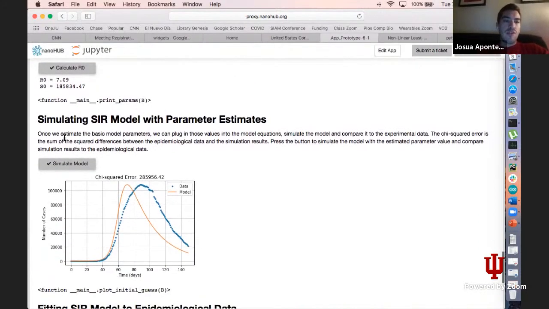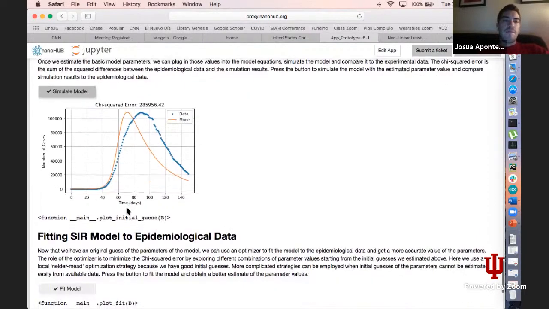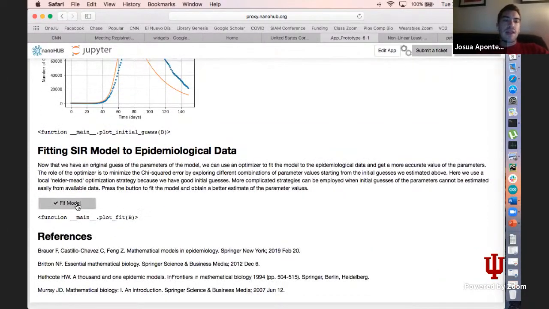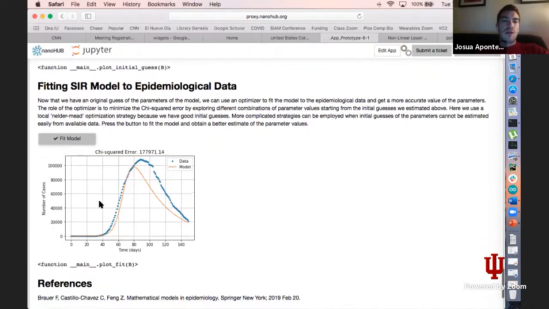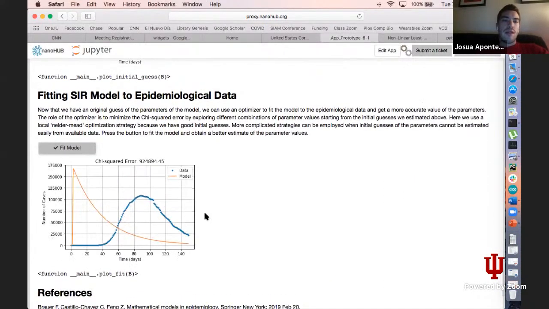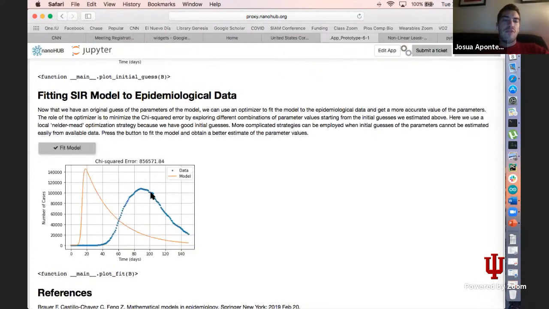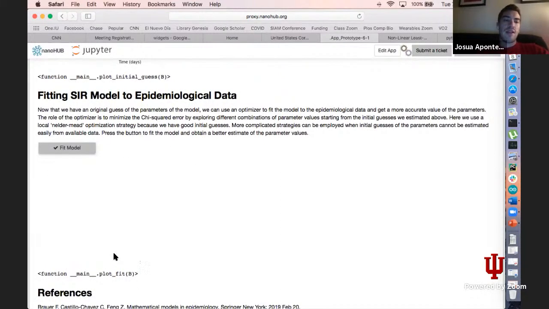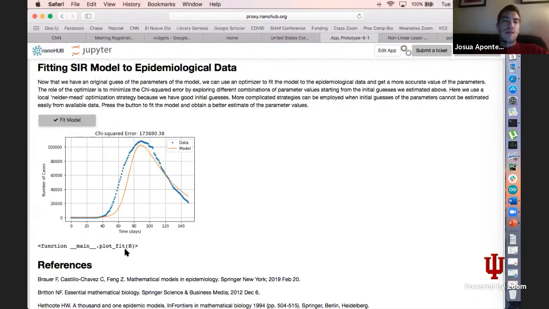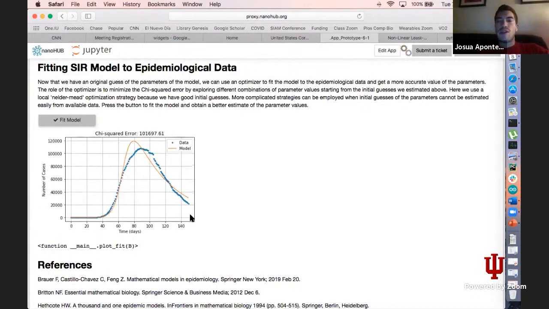Then we can simulate the model with these initial guesses. And after that, they can fit the model. And once the model fits to the data, it prints out the estimates and then compares them to the initial guesses.